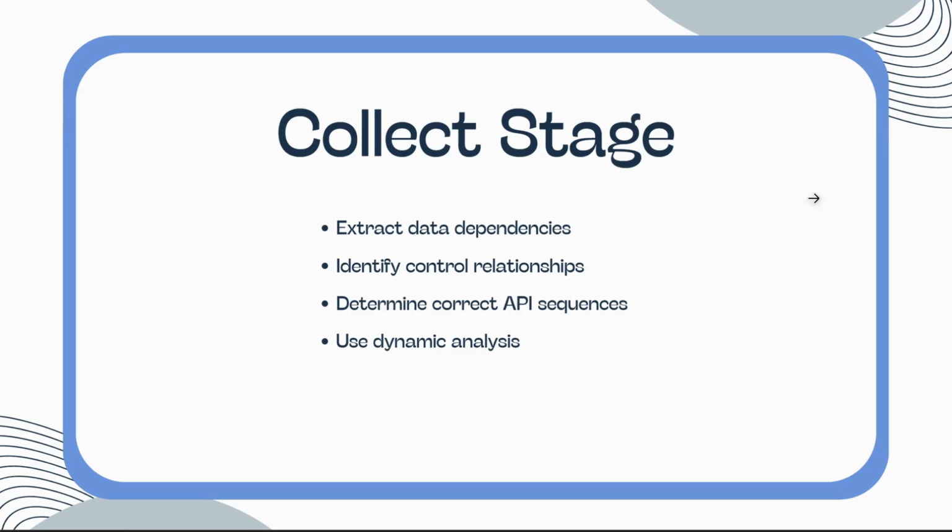APICraft also analyzes control relationships, which include things like error handling checks. These checks help the system understand when a function call is considered successful or when it should stop executing. By identifying these dependencies, the system can reconstruct how the API functions are typically used together.